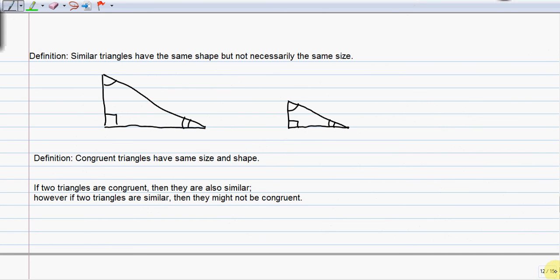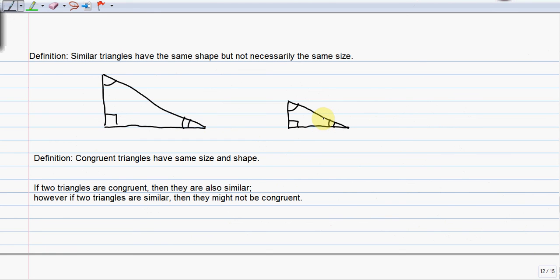All right. Another definition that we're going to use in this class quite a bit is similar triangles. Similar triangles have the same shape, but not necessarily the same size. So for example, these two triangles are in the same ratios of each other. They're the same shape. They're both right triangles. This angle matches up to this angle, and this angle matches up to this angle, but they're different sizes.